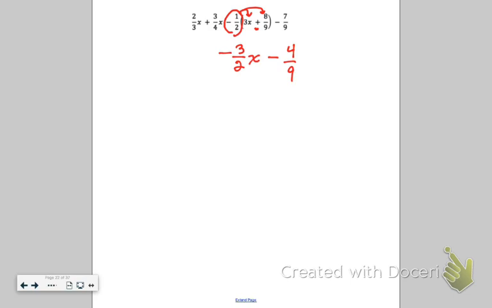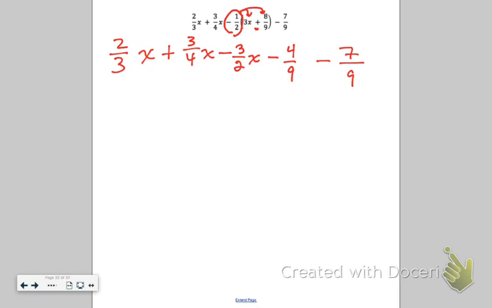Let's bring everything else down. So I had a minus 7/9 there. I had a 3/4 x there. And I had a 2/3 x in front. So I have 2/3 x plus 3/4 x minus 3/2 x minus 4/9 minus 7/9. Conveniently, all of my x terms are in front already, and all of my constants are towards the end. And actually, right now, my constants already have a common denominator. My variables, however, do not.